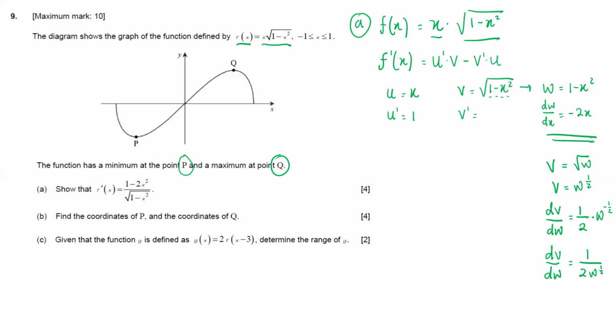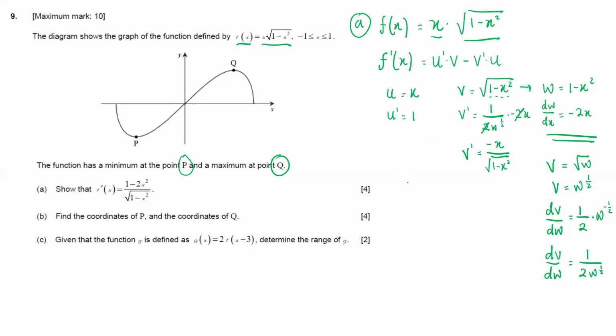So at the end, how do we get the v prime? We just multiply all of the derivatives. So it means we will have 1 over 2w to the power of half times negative 2x. I can simplify this one here. So v prime is just going to be negative x over, let's change the w back into y, to the power of half, which is the square root of 1 minus x squared.